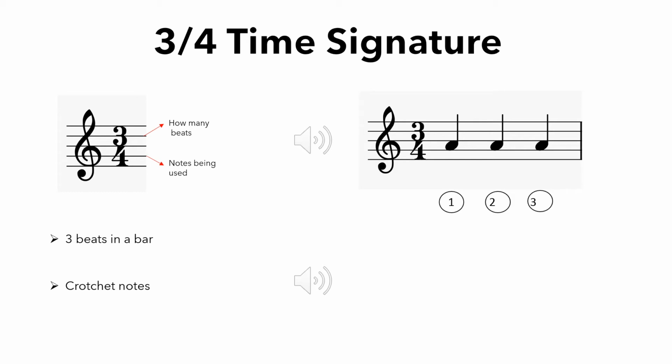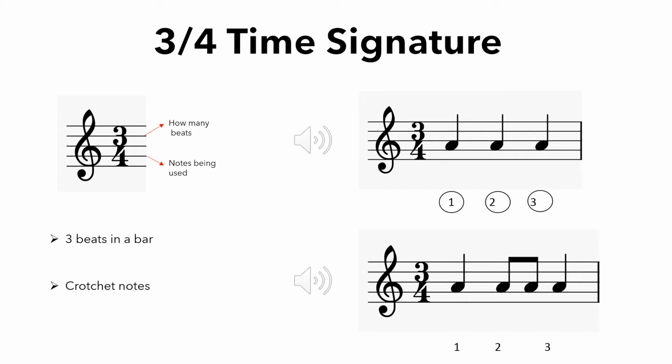We don't need to use just crotchet notes, as long as the bar adds up to 3 crotchets, which is 3 beats. Here is an example below. I've put the numbers 1 to 3 as they add up to 3 beats. A crotchet is worth 1 beat, 2 quavers add up to 1 beat, and another crotchet which is worth another beat. This is what it sounds like.